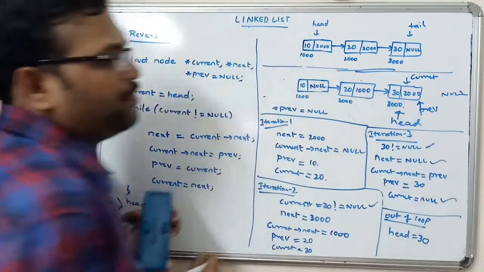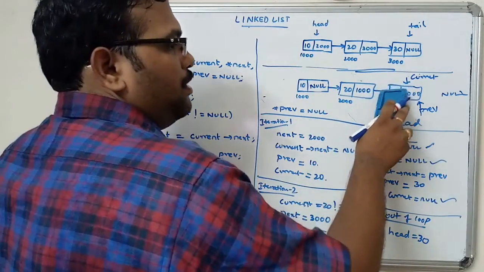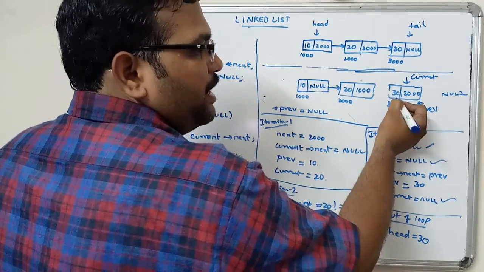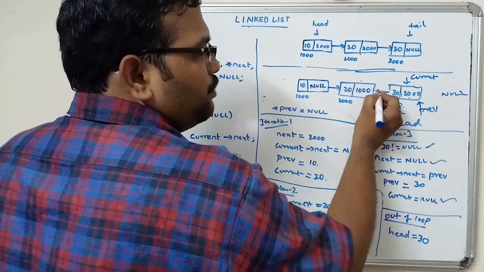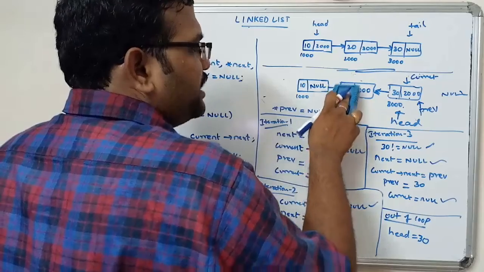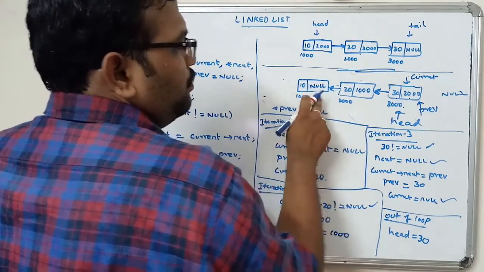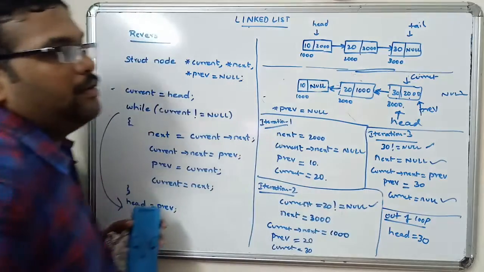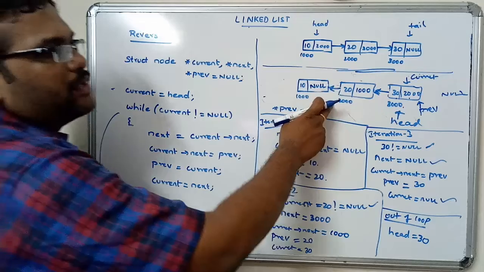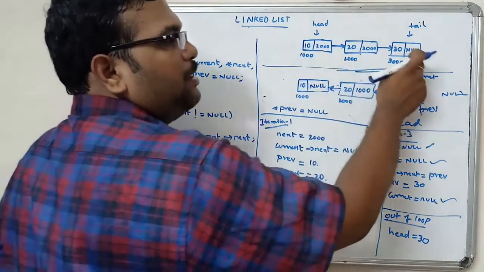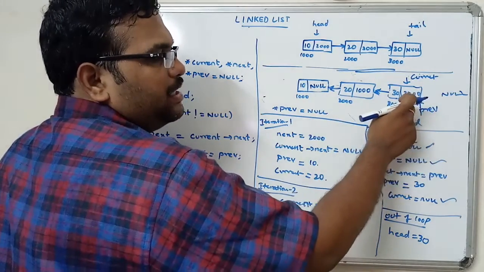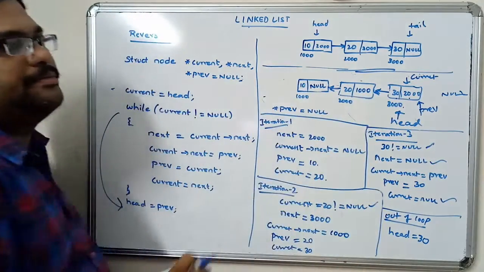Right? So 30 has the address field of 2000, which is the next one, and 20 has the address field of 1000, the next one, which is 10 with the address field null. So after the completion of iterations we got the reverse. First element 10, second element 20, third element 30. After the iterations, the head is 30, 20 and 10.